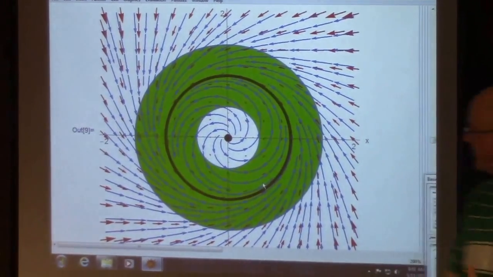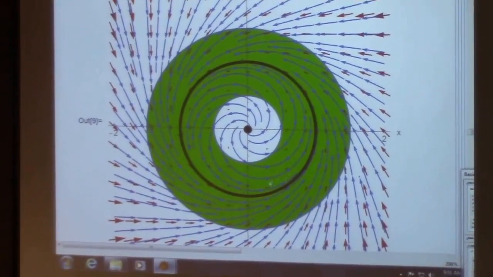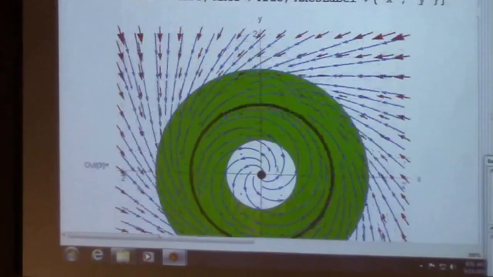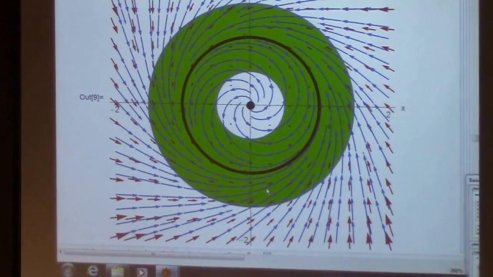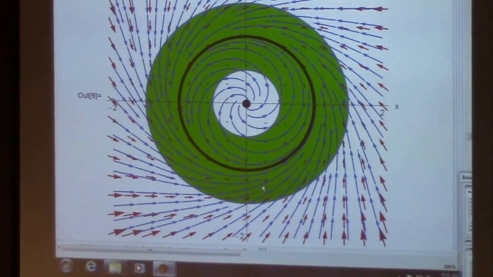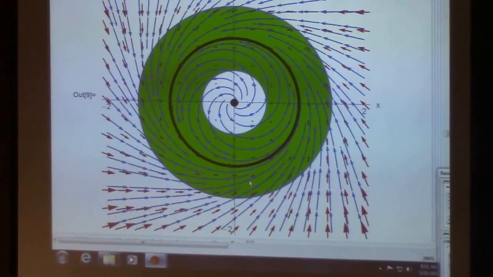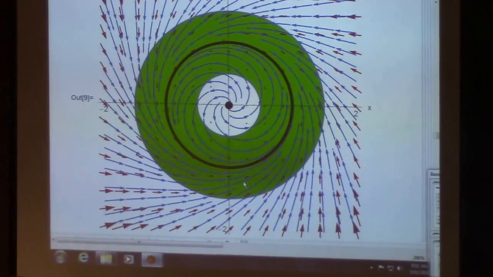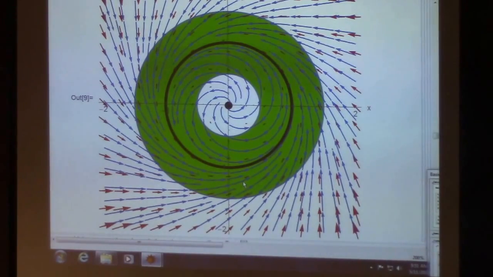So you should know that's a trapping region. You should be able to verify the origin is the only equilibrium point, and therefore there are no equilibrium points inside this trapping region. Therefore, by the Poincare-Bendixson Theorem, there is a periodic solution. In fact, we can even find its formula in terms of polar coordinates. And because of that, you can even find it in terms of rectangular coordinates.